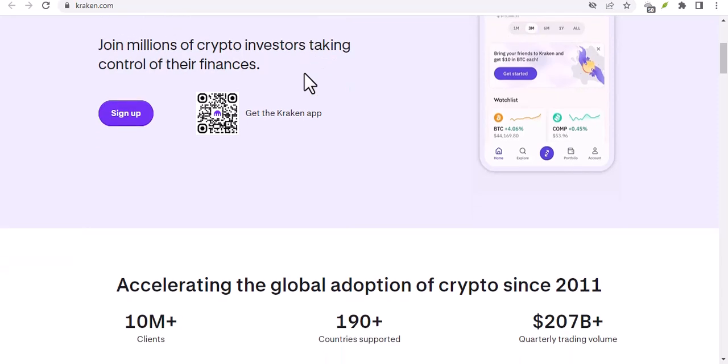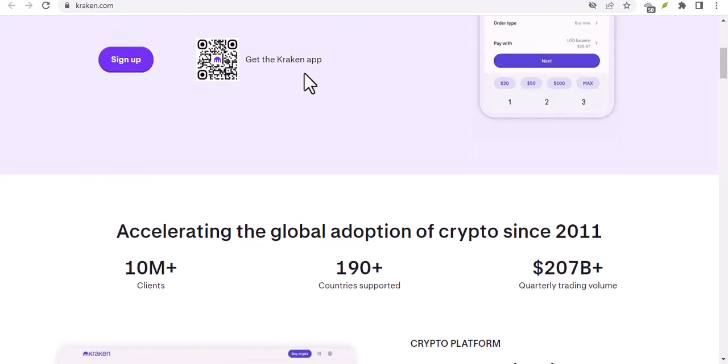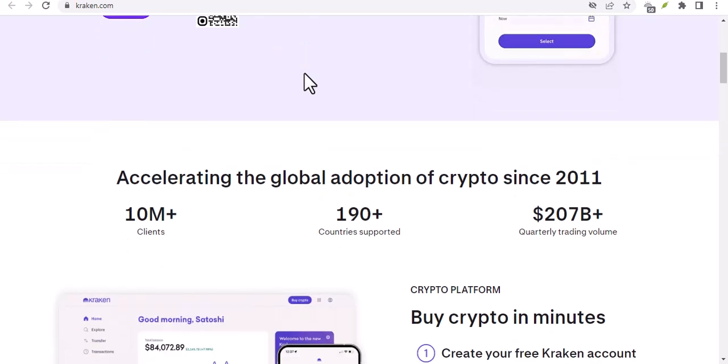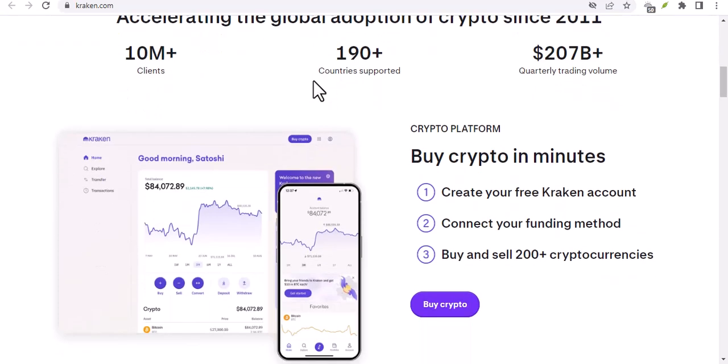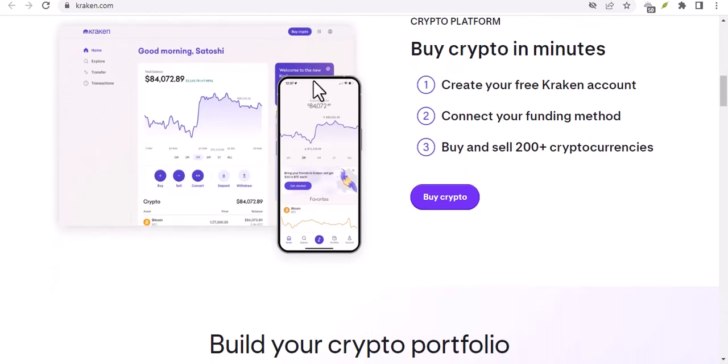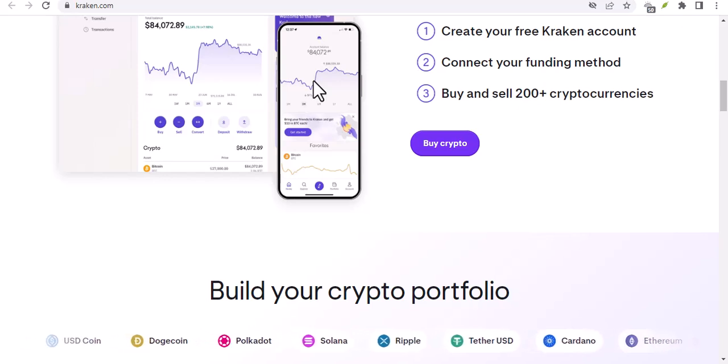Kraken is a cryptocurrency exchange that allows you to buy and sell a variety of cryptocurrencies, including Bitcoin, Ethereum, and Litecoin. It's one of the largest and most popular exchanges in the world, and it's known for its security and reliability. One of the reasons why you might want to use Kraken is because it offers a number of features that other exchanges don't. For example, Kraken allows you to trade cryptocurrencies using margin, which can help you amplify your returns. It also offers a number of advanced trading tools, such as stop-loss orders and limit orders.